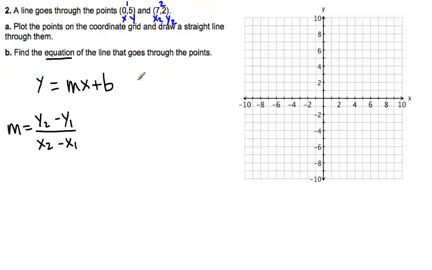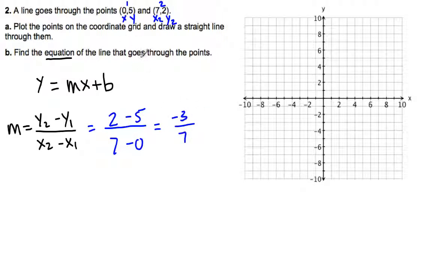Then we want to substitute this into the formula. We're looking at the difference in the y's, y2 minus y1, or 2 minus 5. So up top we have 2 minus 5, and in the denominator, x2 minus x1, 7 minus 0. We can simplify that out. 2 minus 5 is negative 3 over 7. So our slope is negative 3/7.